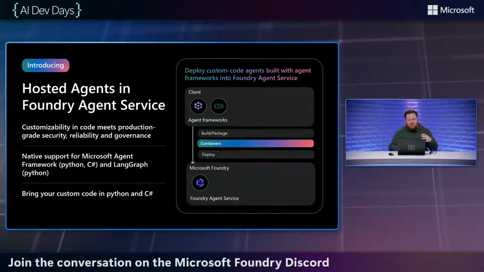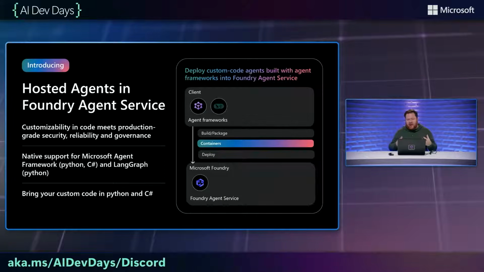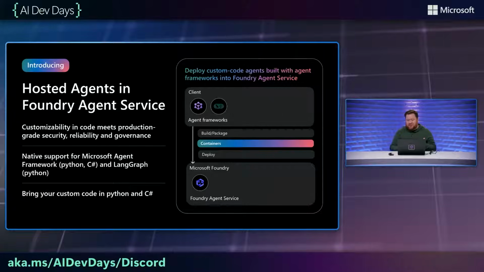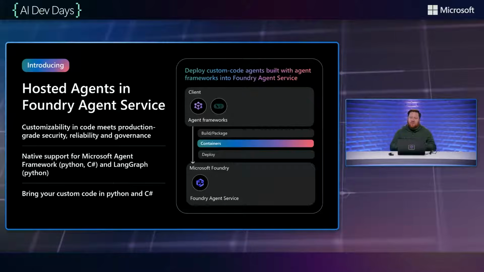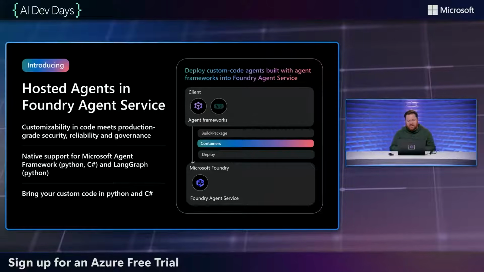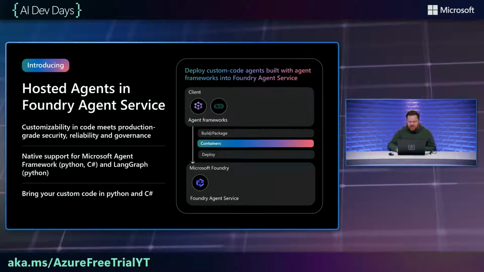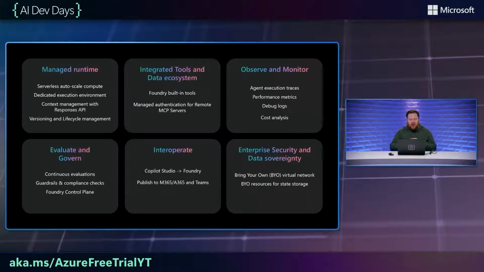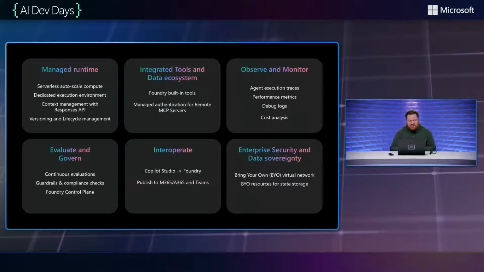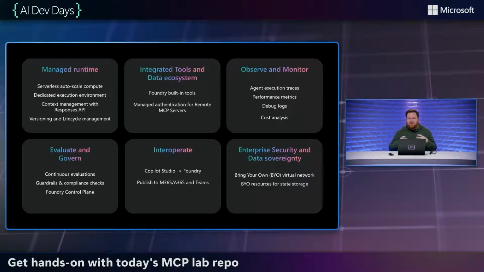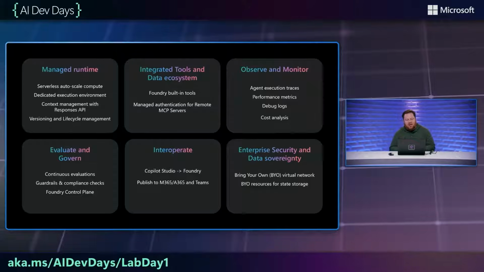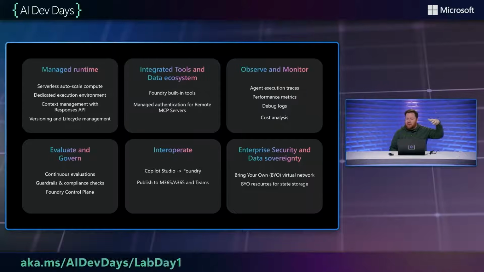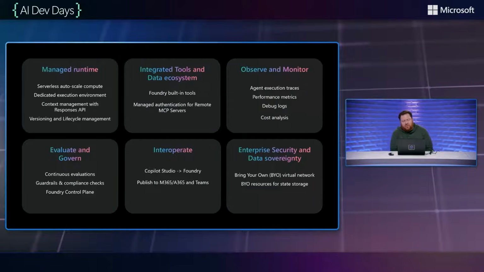So we've enabled Foundry to host agents within the Foundry agent service. This allows you to take your custom code built in either Microsoft Agent Framework or LangGraph, and with our developer tooling, we'll package that up into a container and then deploy it and host it into Foundry. This gives you a managed runtime that's serverless and auto-scales the compute and a dedicated execution environment. This is all based on Azure Container Apps. You can integrate with the built-in tools in Foundry, so all the tools that you have deployed into Foundry, your agent tools, you can access those from your hosted agents.